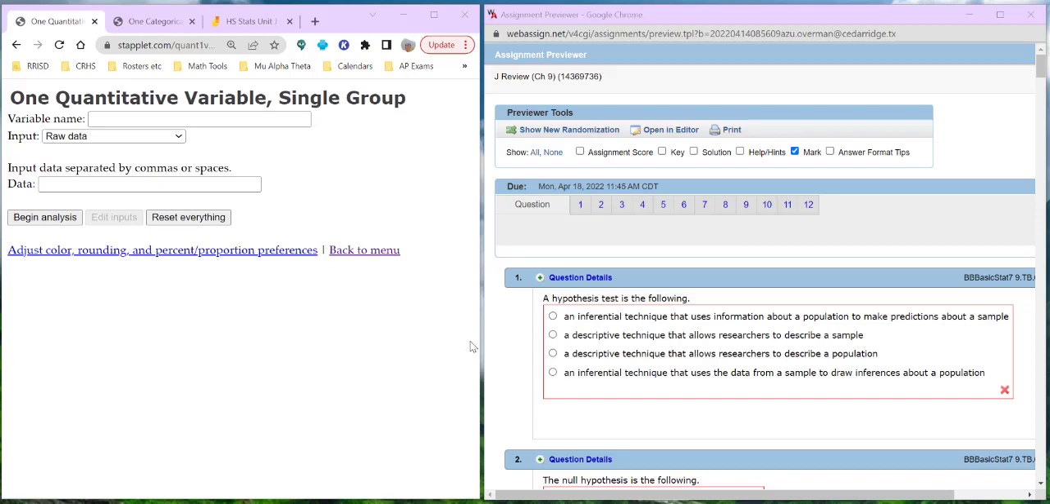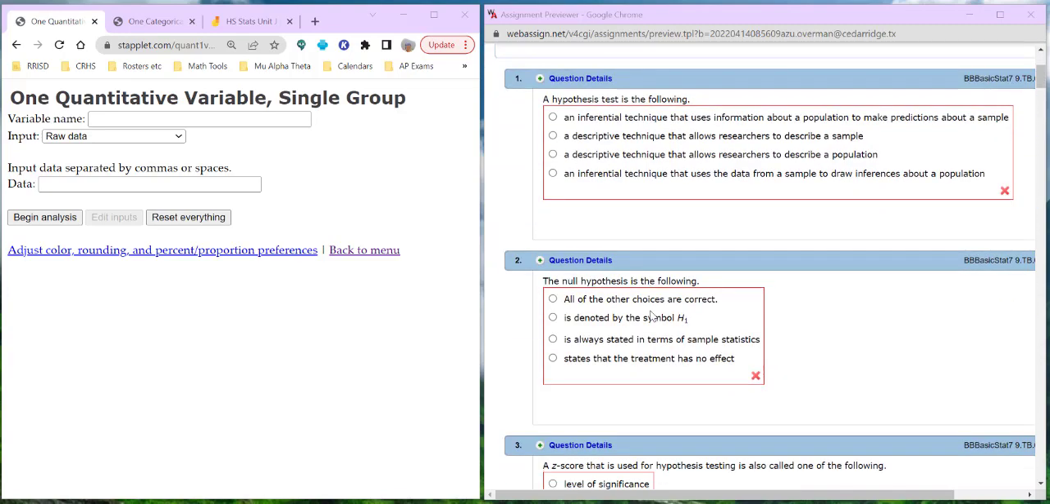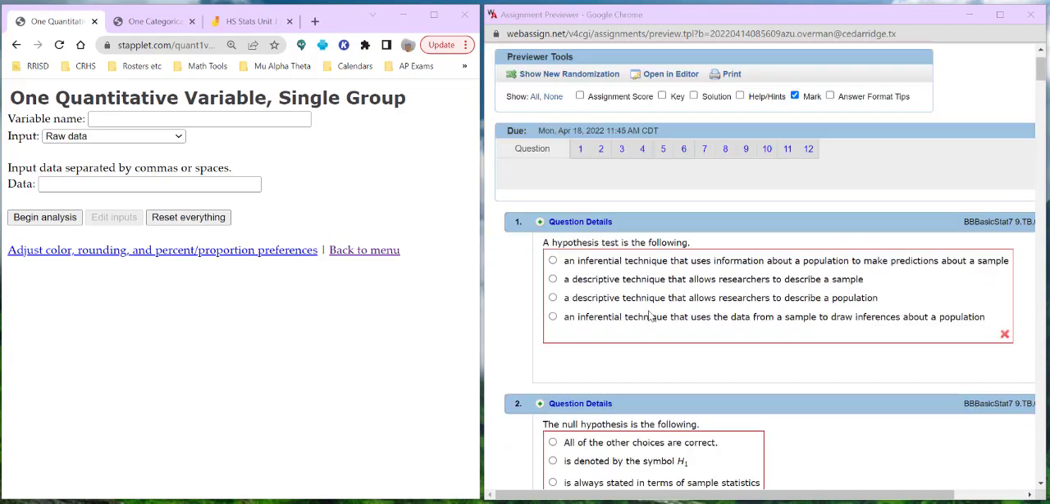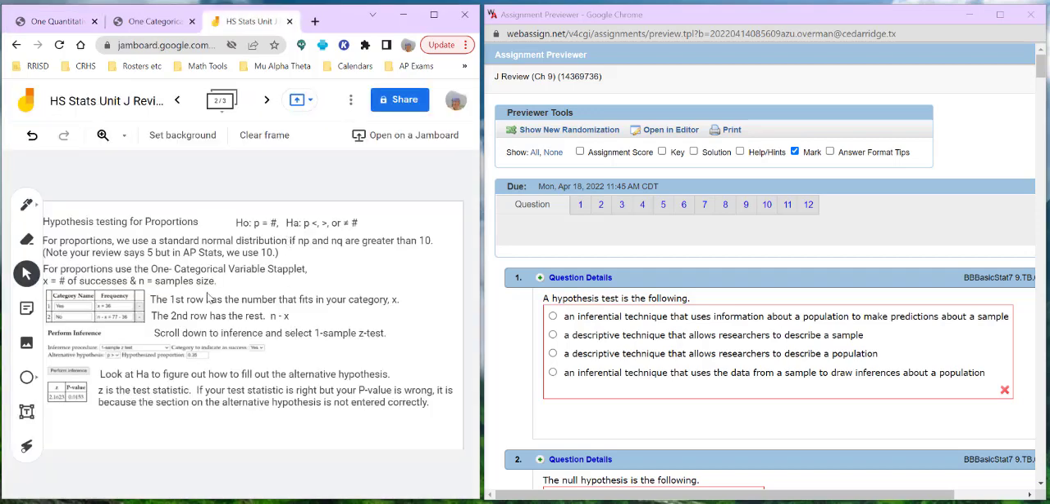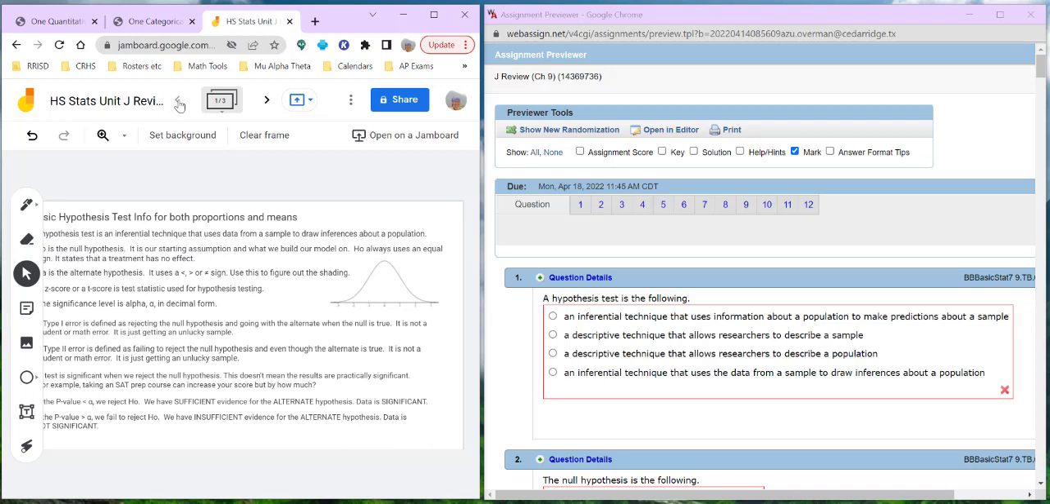Okay, we're going to start working through the review for the hypothesis test review, so Unit J. And I have started a Google Jamboard. I'll have a link to it in the review as well.